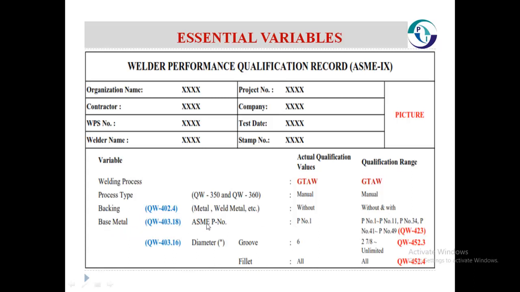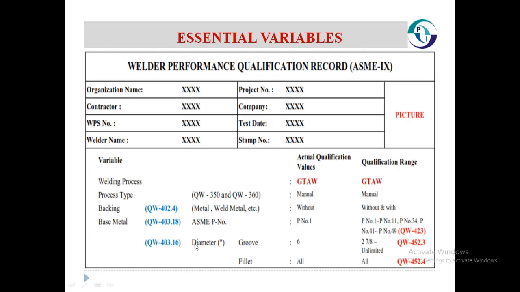In a base metal, the P number is an essential variable. If the welder welded a test coupon with the specified P number, then he can qualify for other P numbers as per the table QW 423 of ASME section 9. In our case, the test coupon is a P number 1 and the welder can weld P number 1 to P number 11, P number 34, P number 41 through P number 49.